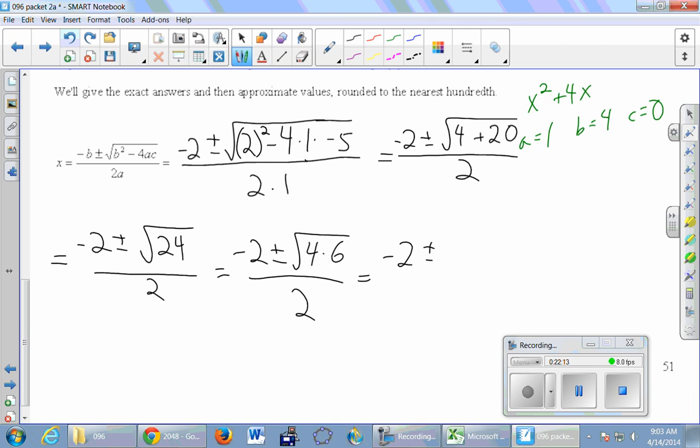Negative 2 plus or minus. The 4 comes outside of the square root and becomes 2. What's still inside? 6. All divided by 2. Okay, it is very tempting to cancel the 2's. In fact, it might have been tempting to cancel the 2's from the very beginning, like here and here. But we can't, at least not in the current form.